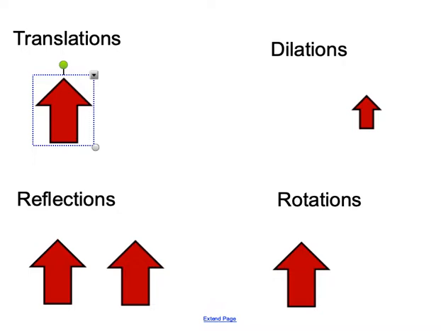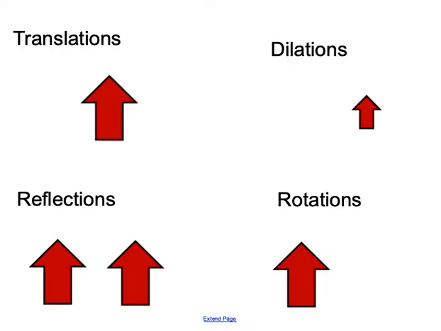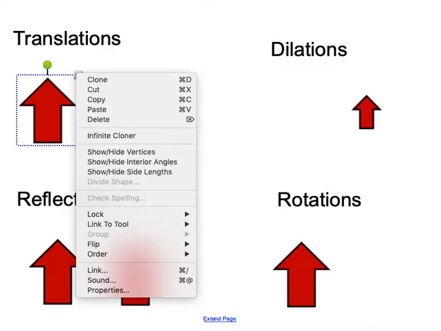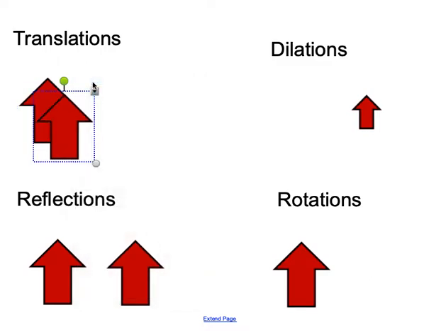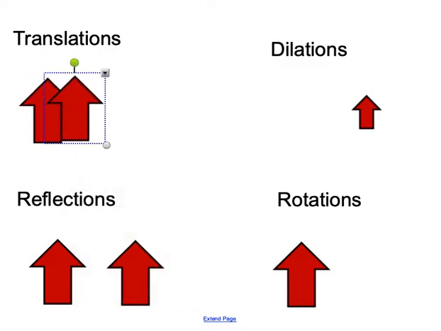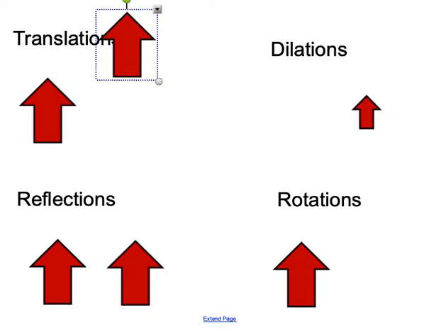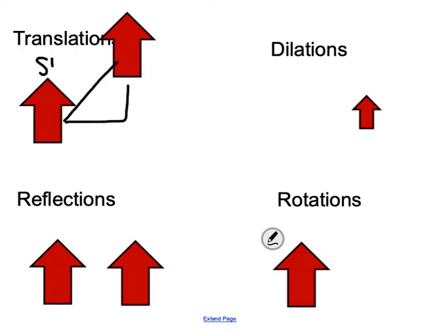A translation is when you take a shape and maybe we're going to move it to the right and up. So my original shape starts here, and then after I've translated it to the right and up, it will end up there. So that's a translation. The right and up, it looks more like a diagonal one. It's a slide. Sometimes we think of translations as slides.